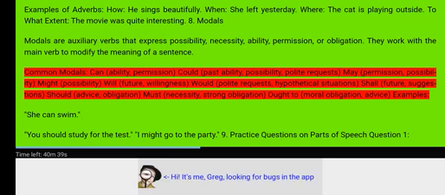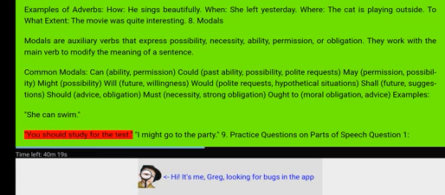hypothetical situations; shall, future, suggestions; should, advice, obligation; must, necessity, strong obligation; ought to, moral obligation, advice. Examples: She can swim. You should study for the test. I might go to the party.